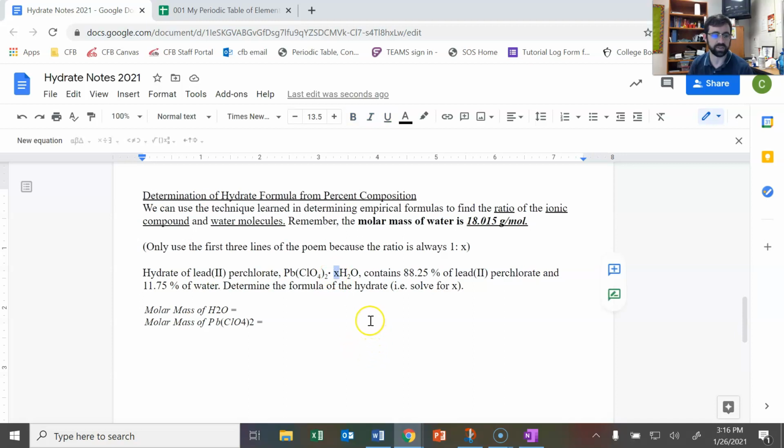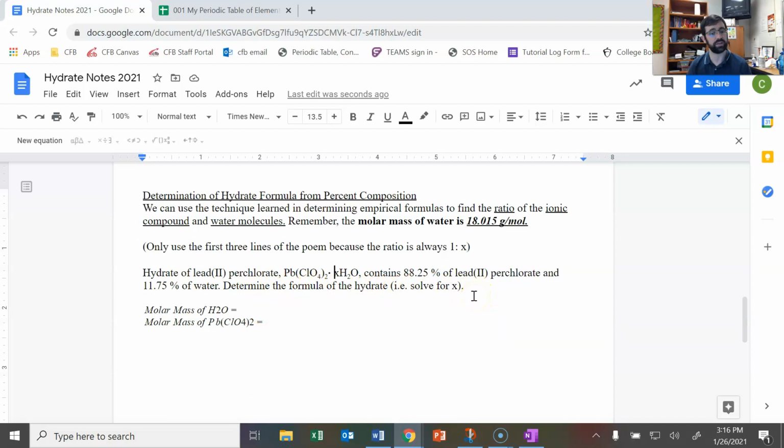A lot of times the questions will be written similar to this, not always, but a lot of times, where you've got an x in front of water. You're solving for x. How many water molecules do we have in this hydrate? So let's read the question. Hydrate of lead 2 perchlorate, PbClO4 x H2O, contains 88.25% of lead 2 perchlorate and 11.75% of water. We want to determine the formula of the hydrate. In other words, we're solving for x.